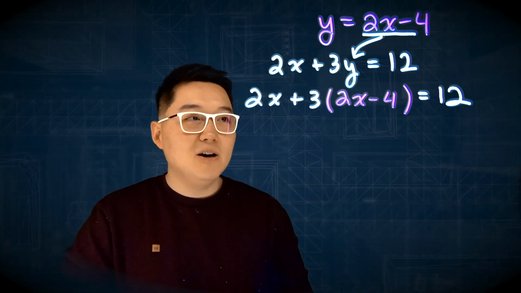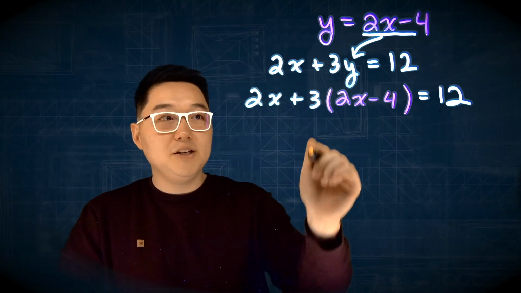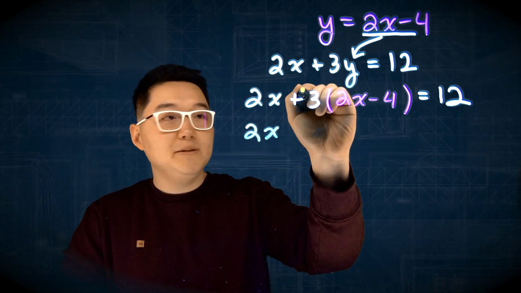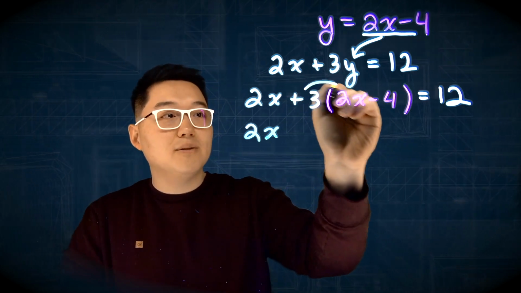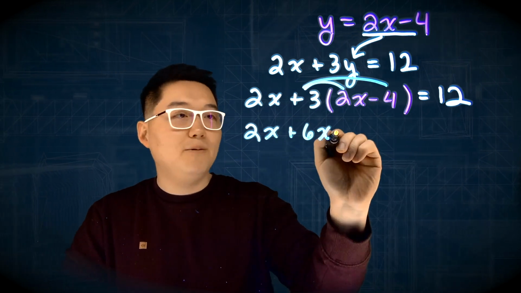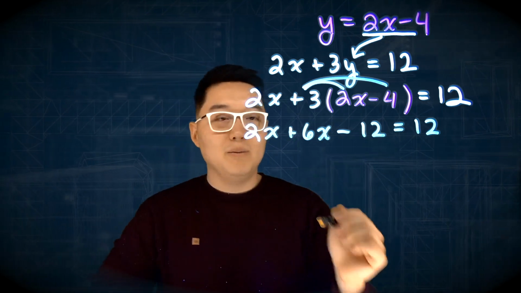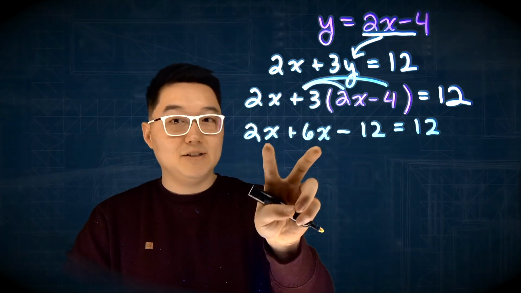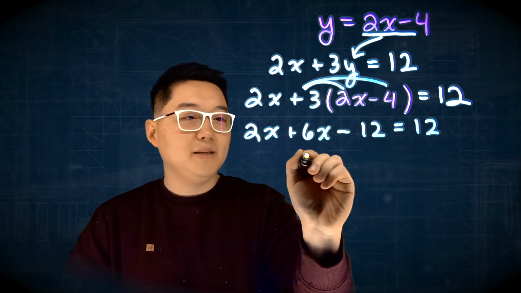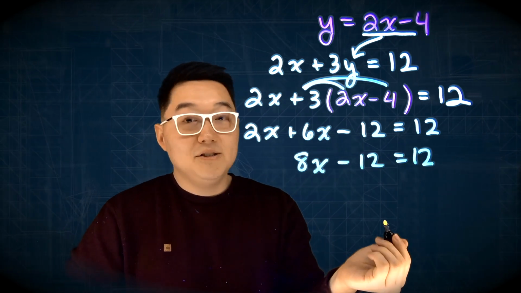Okay, now all we have to do is solve this equation. The first step is to use the distributive property. We have that 2x from here, and then distribute the 3 to both terms. So 3 times 2x is 6x, and 3 times negative 4 is negative 12. Now, when we solve this, notice that there are like terms on one side of the equal sign. These two combine to be 8x. And then all we have to do is solve for x.